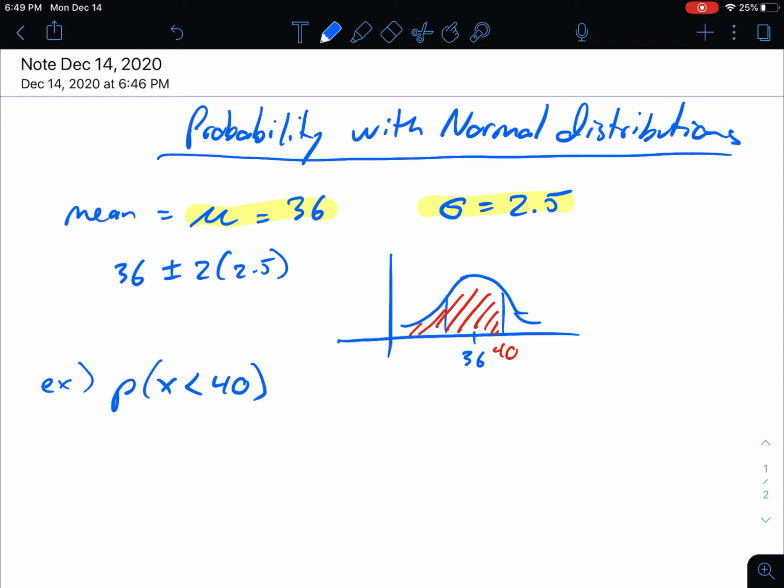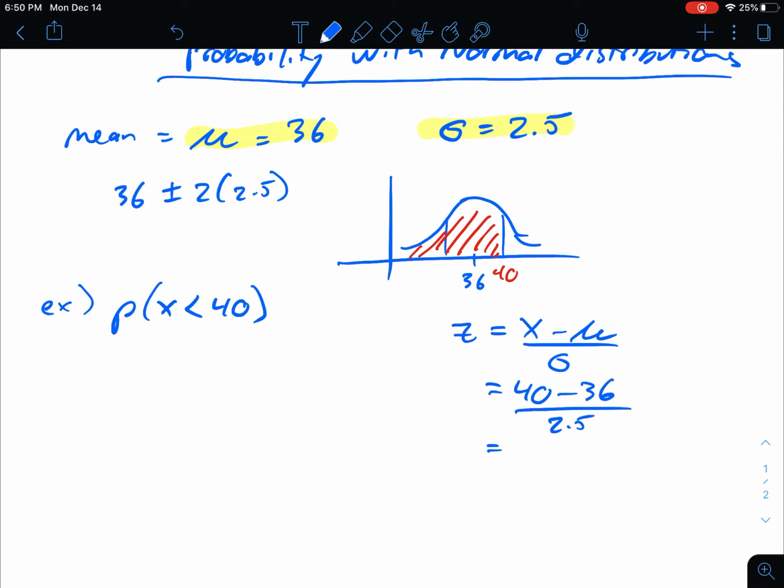The process is really simple, and I'm going to show you how to do it. We want to find the probability of X less than 40. Over on the side, I'm going to figure out the z-score for that. The formula for the z-score is X minus the mean, over the standard deviation. In this case, my X is 40, my mean is 36, and my standard deviation is 2.5. When I work that out, I get 1.6. I would recommend you go to 2 decimal points here, but it just happened to work out to 1.60.